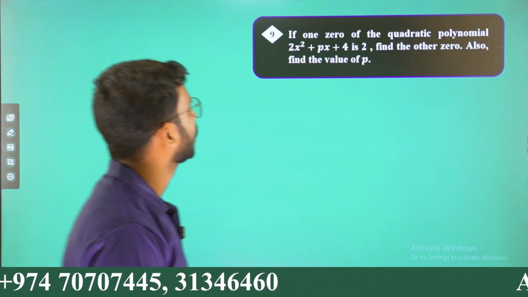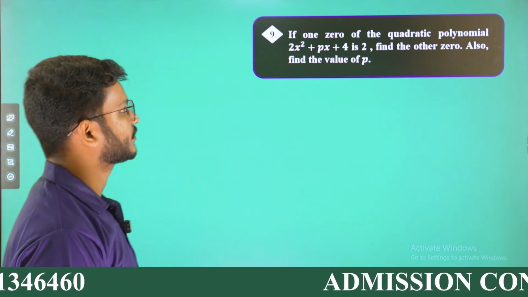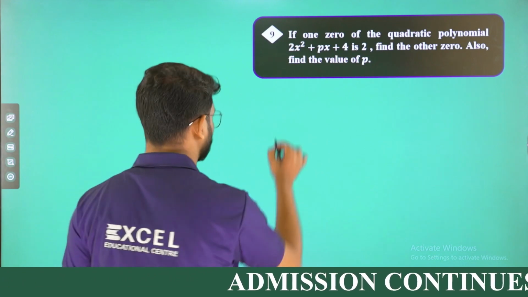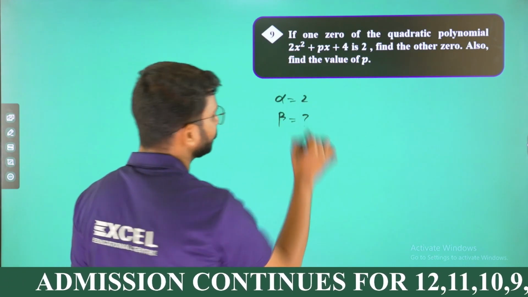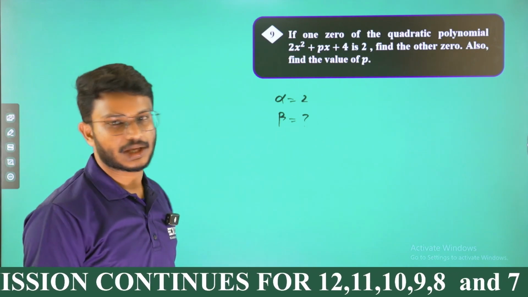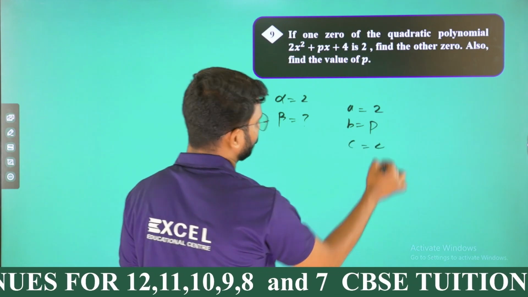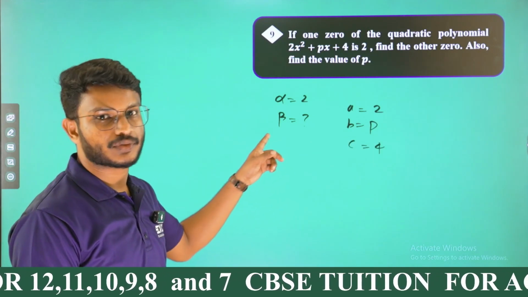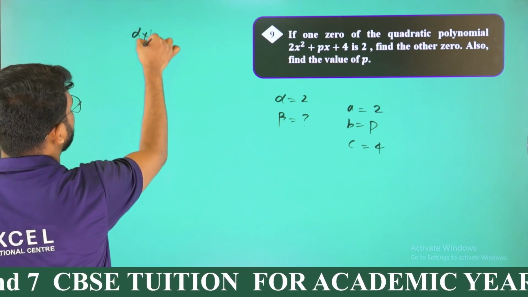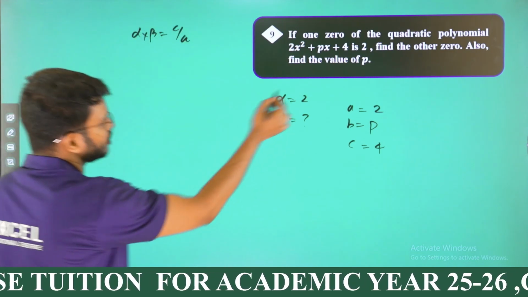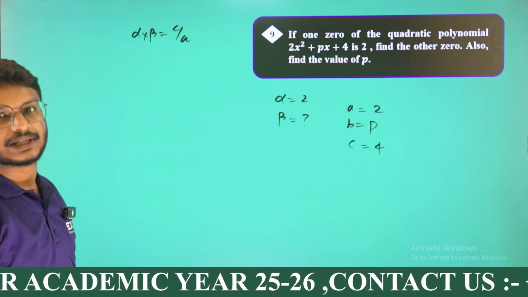9th question. If one zero of the quadratic polynomial 2x square plus px plus 4 is 2, one of the zeros is given, so we can mark alpha is equal to 2. Find the other zero. So we have to find beta. Also find the value of p. Okay, so first of all we can list a equals 2, b equals p, c equals 4. So we have to find beta. So we can use the second relation. All of you please listen here. We can use the second relation, alpha into beta is equal to c by a. Then we can easily find beta.